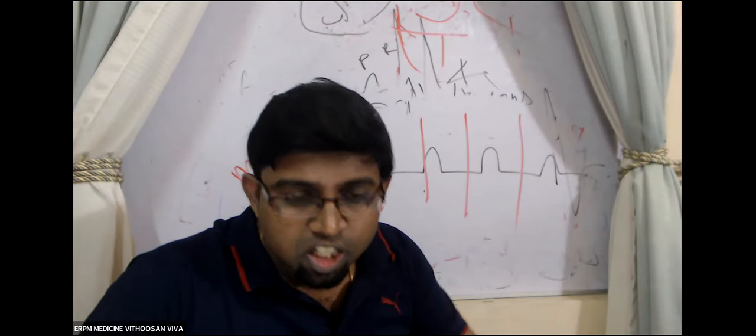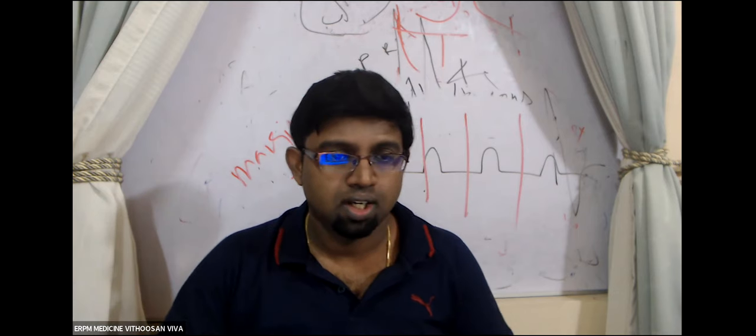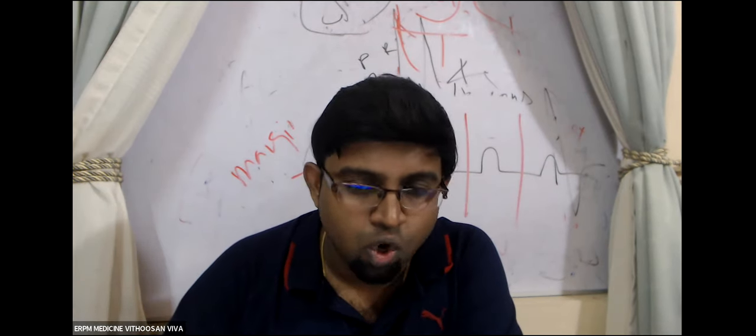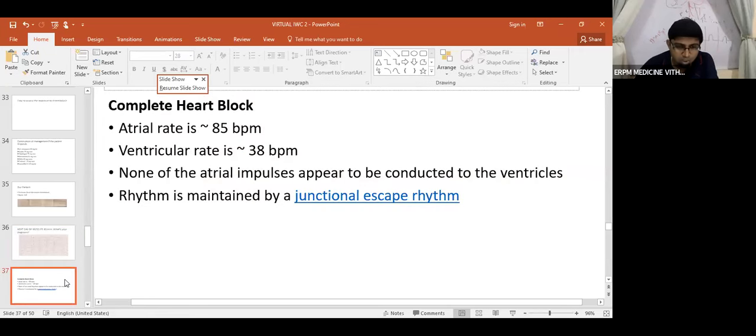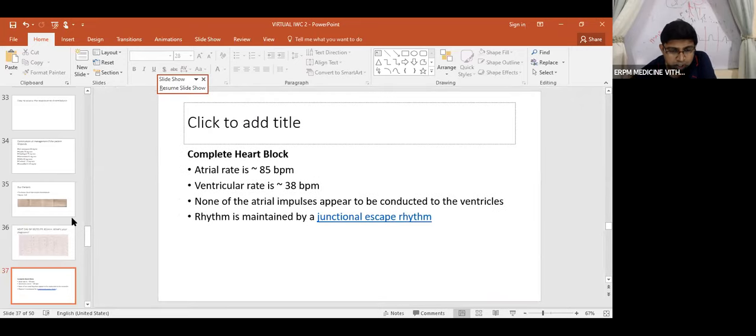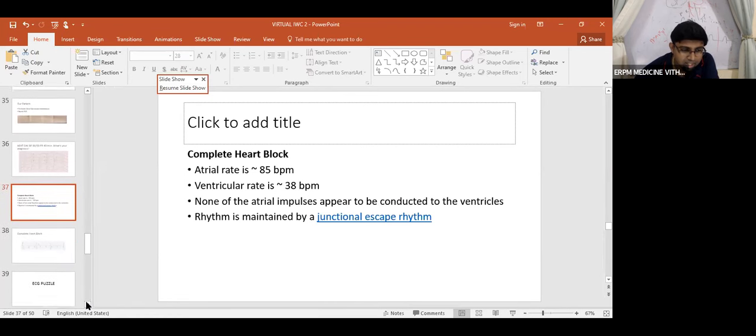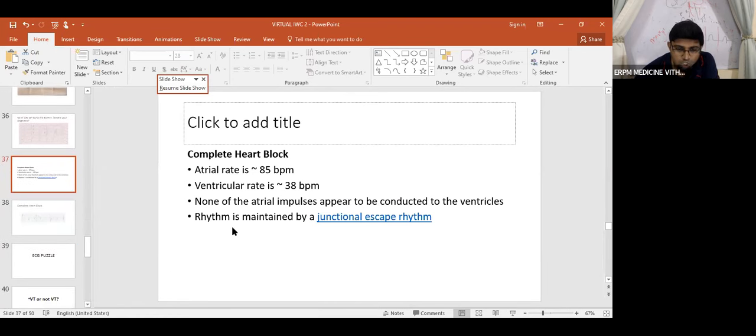This is what we call, as we'll study later in the ECG class, a third degree heart block or complete heart block. Your atrial rate is around 85. Ventricular rate is around 38. Clear? So none of the atrial impulses is going to the ventricle. Your ventricle is discharging on its own.